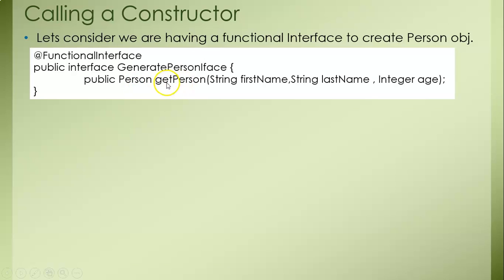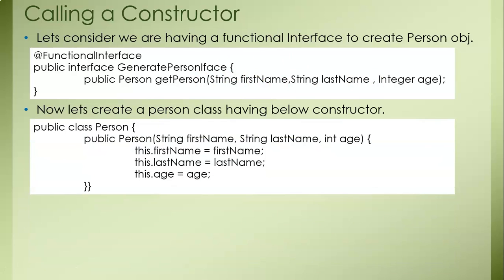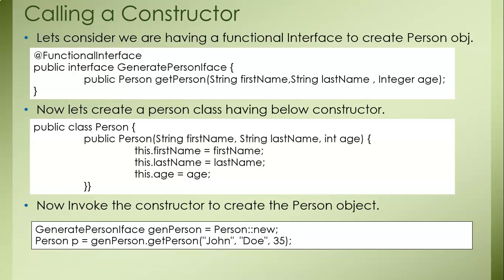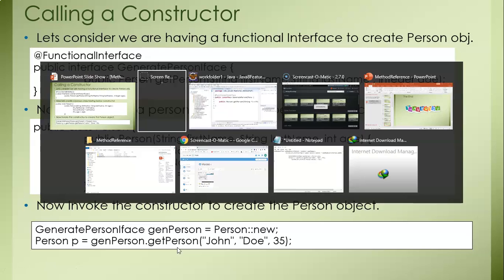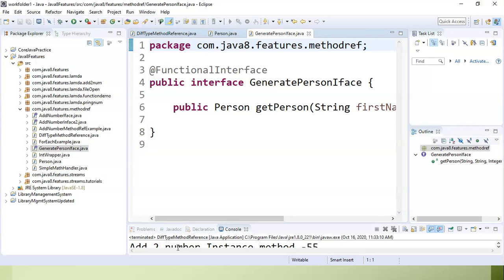The functional interface has a getPerson method, which takes a few arguments and generates a Person. And our Person class has a very simple constructor. It takes first name, last name, and age, and generates a Person. So now, using the constructor method reference, like Person, the class name, and double colon new operator, we will generate the Person. Let's go to Eclipse and see.